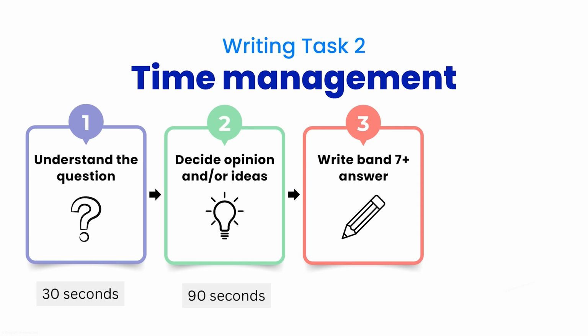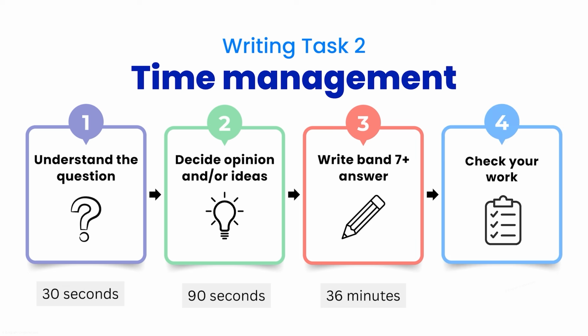After that, you need to write your Band 7+ answer, and this should take you around 36 minutes. And then finally, if you have time at the end, you should check your work, and you can do this in about 2 minutes. Because remember, in total, you have 40 minutes for writing task 2 because you have 20 minutes for writing task 1. And yes, writing task 2 is worth more than writing task 1, but you still need to finish writing task 1 to get the best score possible.